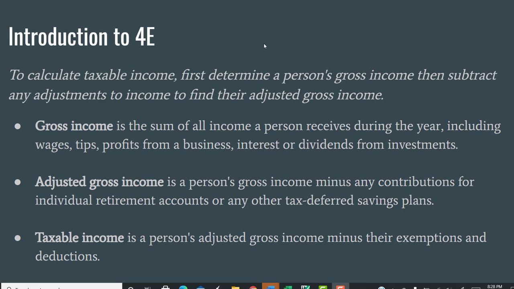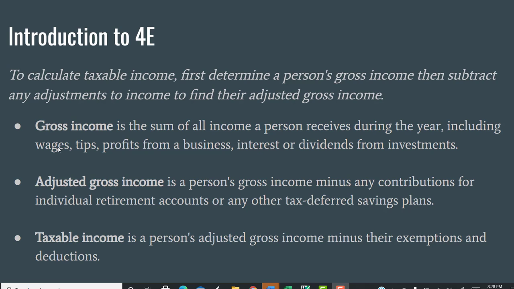So these three things are the three things that you'll be talking about in this homework. First of all, gross income is the sum of all of the income a person is receiving in a year. So that should include, in the word problems, any wages, tips, profits from a business, interest from savings accounts, or dividends from investments. So gross income is what you count on bringing in for maybe each month or each paycheck. So including these things. So gross income is all that you're bringing in for making your budget.